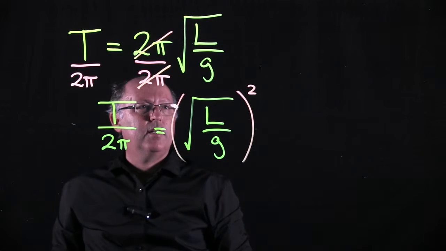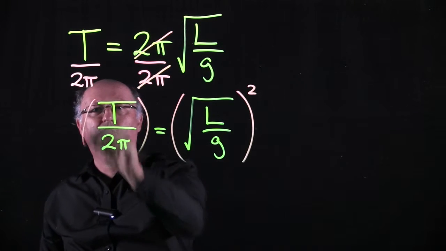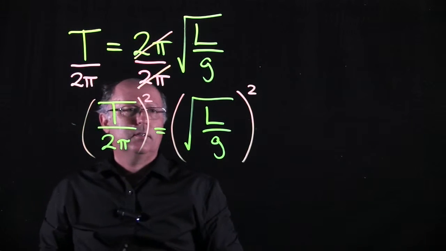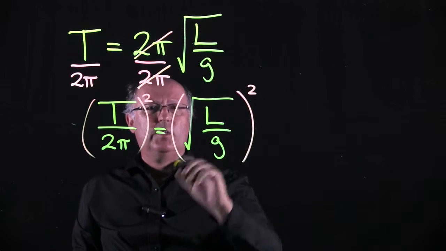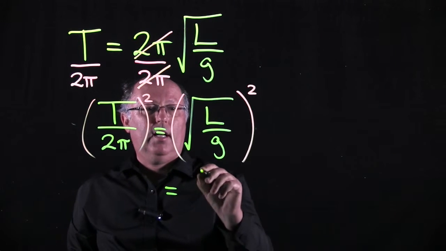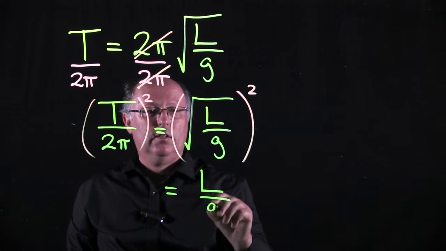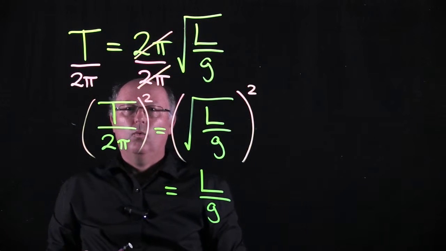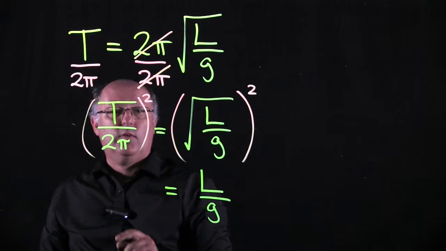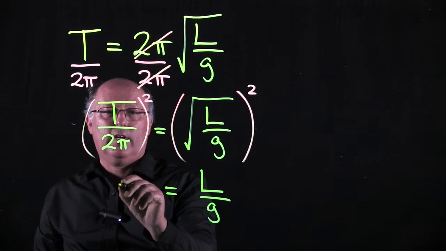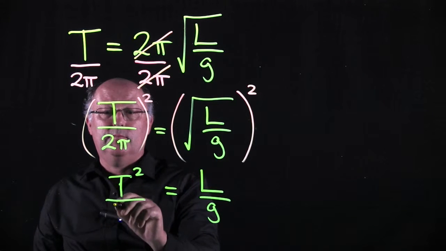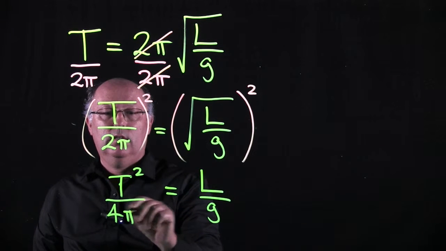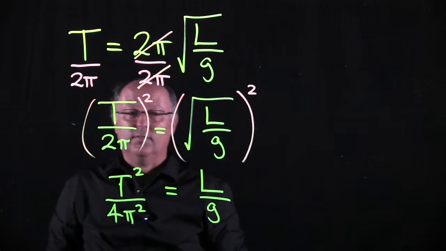Squaring the right hand side, I must also square the left hand side. So on the right hand side, the squaring simply cancels the square rooting and leaves me with L over G, while on the left we square both the top and the bottom of the fraction. So that's t squared, and squaring the bottom line gives me 4 pi squared, because 2 squared is 4.